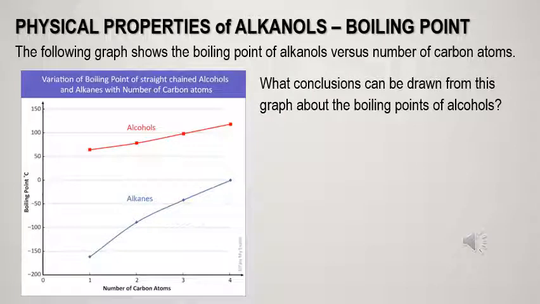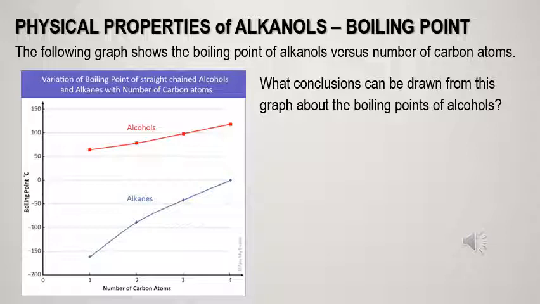This half of the presentation is going to look at the physical and chemical properties of the alkanols, and then some practice questions. We're going to begin with physical properties of alkanols and with boiling point. On the slide you'll see a graph which shows the boiling point of alkanols versus the number of carbon atoms. The alkanols are given by the red line, and you can also see that on the graph we have the boiling points of the alkanes with the same number of carbon atoms given in blue.